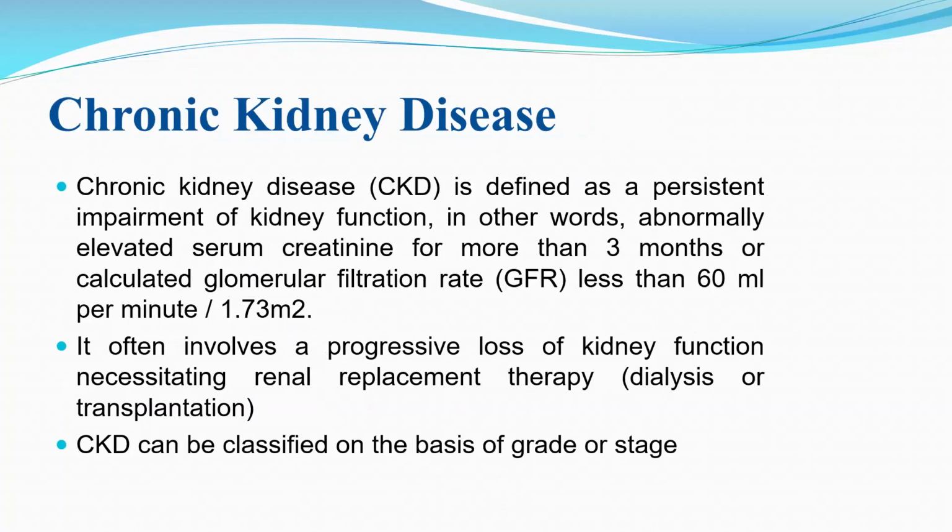Chronic kidney disease is the second type of kidney failure or renal dysfunction. CKD is defined as persistent impairment of kidney function. In other words, we can also define it as abnormally elevated serum creatinine for more than 3 months, or a GFR of less than 60 ml per minute. Then we can say that it is chronic kidney disease. CKD can be classified on the basis of grading and staging.